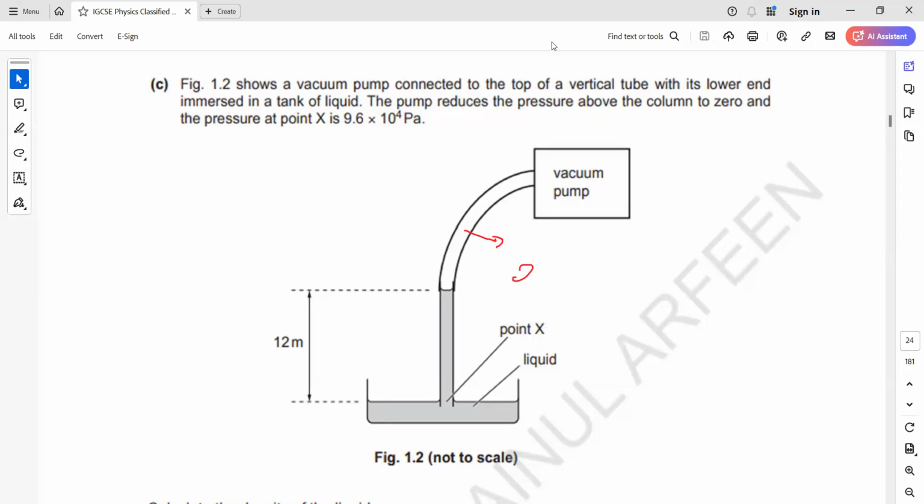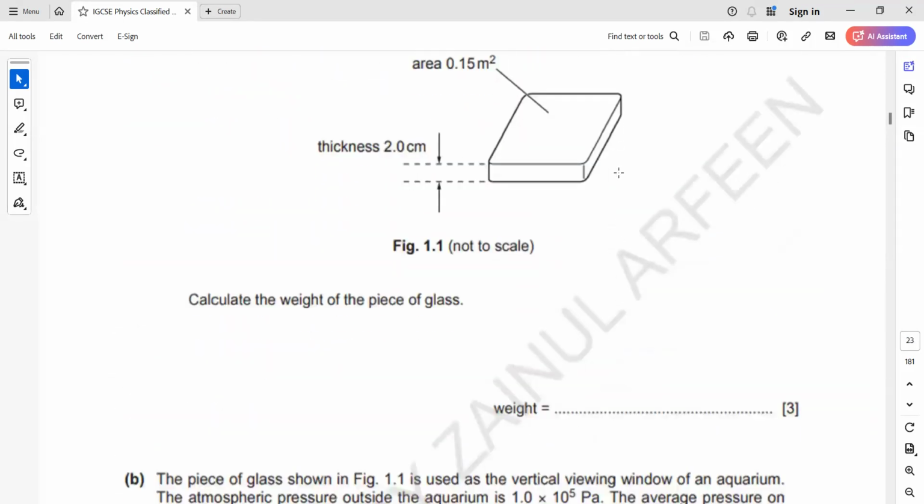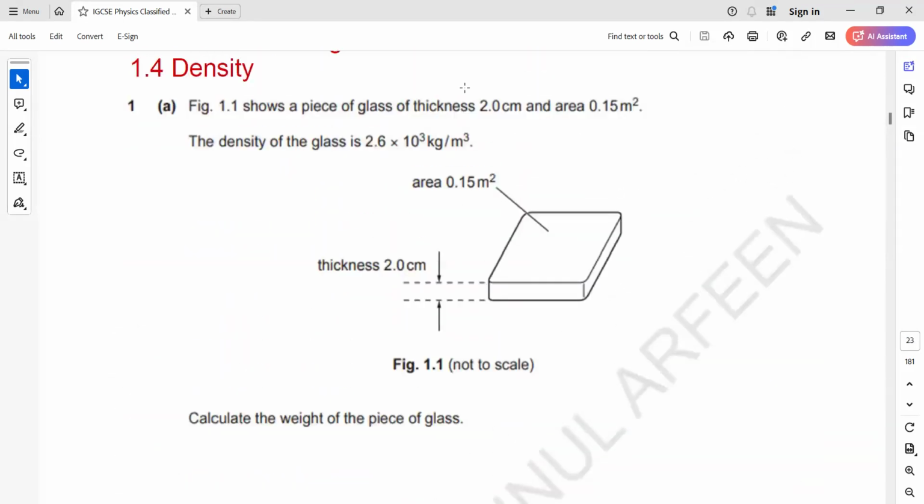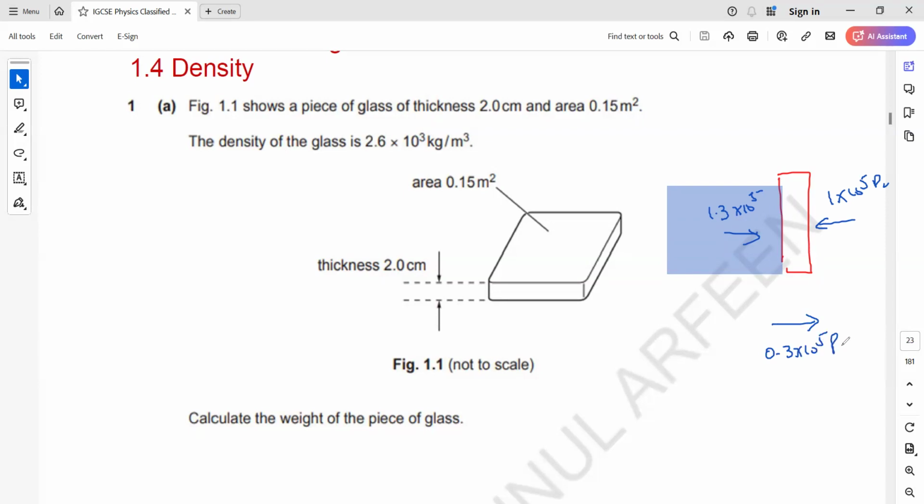Yeah, sure, I will re-explain. See, in the question you have this glass used in an aquarium. Two pressures are there. This glass is used in the aquarium vertically. For example, you have the water here. The pressure exerted by the water is 1.3 into 10 to the power 5. And the pressure exerted by the atmosphere from outside is 1 into 10 to the power 5 Pascal. So how much is the difference in the pressure? The difference in the pressure will be 0.3 into 10 to the power 5 Pascal, which is outward.